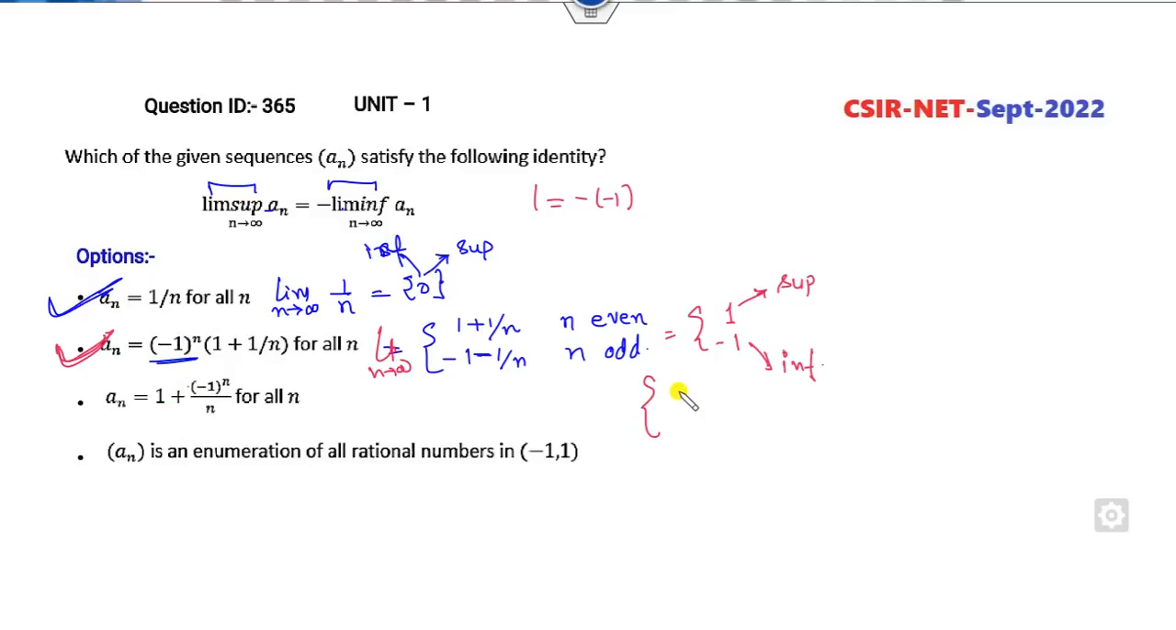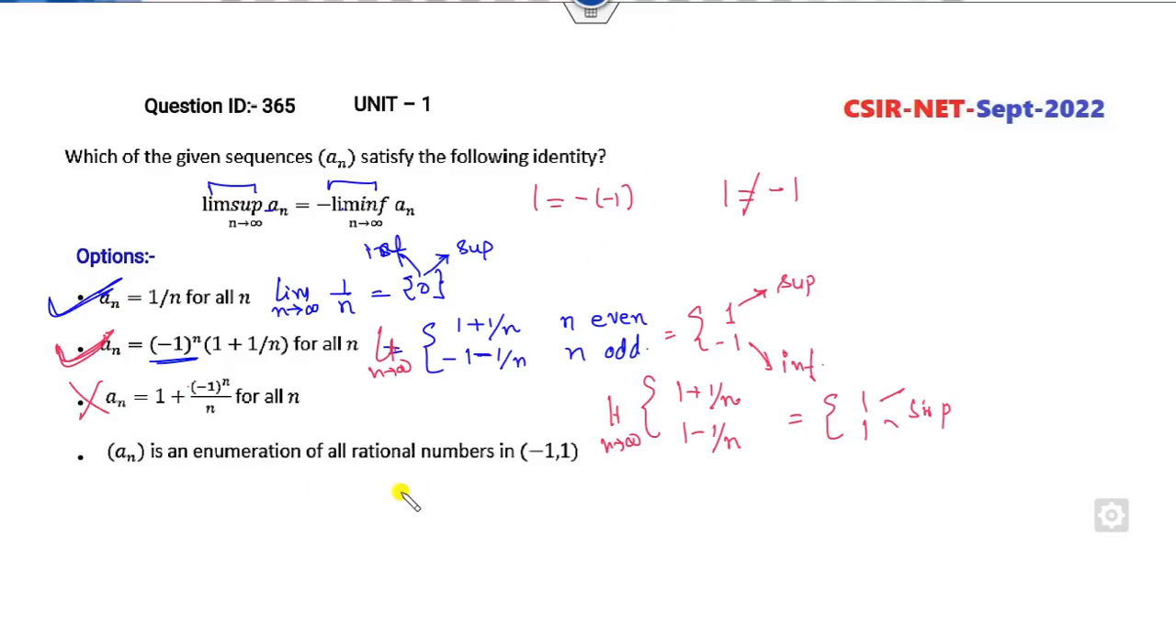Again, when n is even, it is +1 by n. When n is odd, it is -1 by n. Then take the limit as n approaches infinity, 1 and 1. So both the supremum and infimum are 1. So 1 is equal to -1, not satisfied.